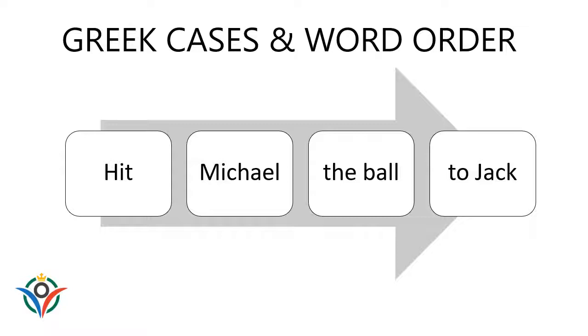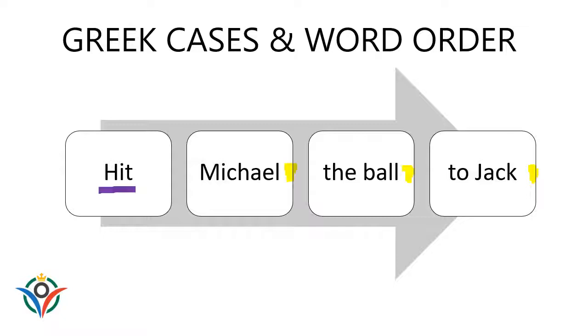So in our example here, it says, hit Michael the ball to Jack. This is potentially what you could have in Greek. You could have the verb at the front of a sentence, followed by the nouns. And the question would be, how do you know what is the subject, what is the direct object, and what is the indirect object? The simple answer right now is that you would have to look at the endings of the words.